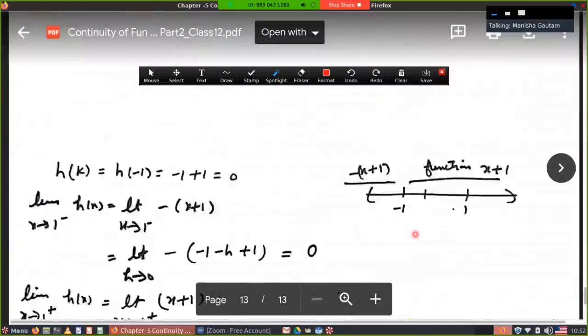Now complete the exercise 5.1. Both cases we have discussed: continuity at a point, continuity in an interval, and continuity of composite functions. These are the topics which are in your syllabus.